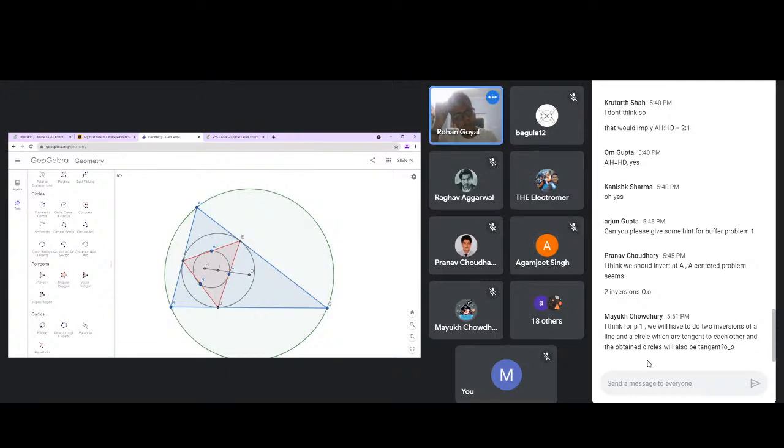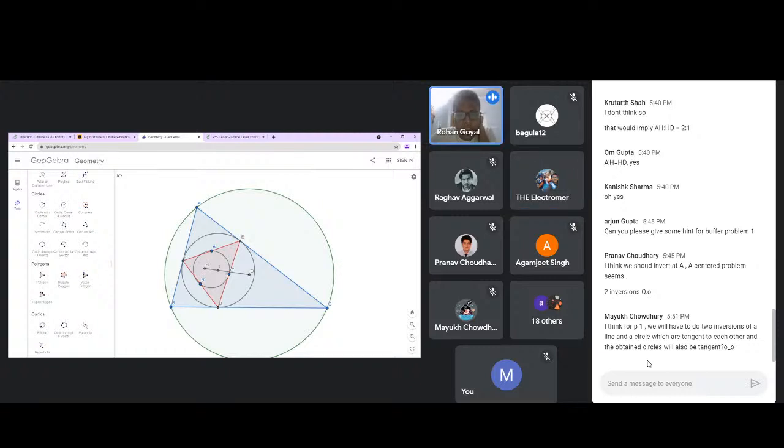Why? Because we are inverting at I. So it will be on the line HI, and that's what we care about, right? The 9-point center will be on the line HI. We want it to be on line HI. Yes, but by inversion, it will already be on line HI. Why?